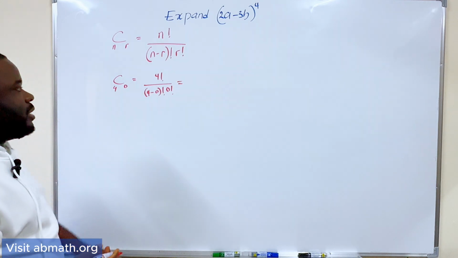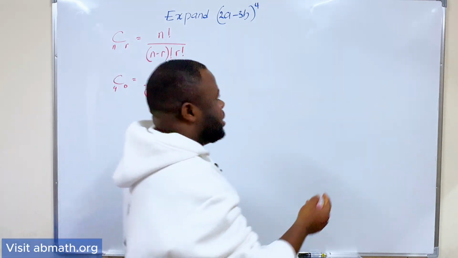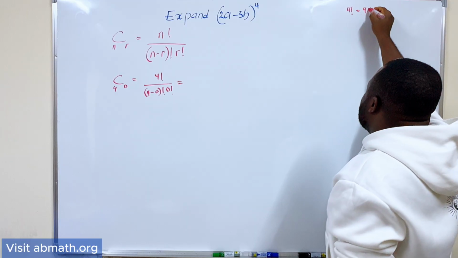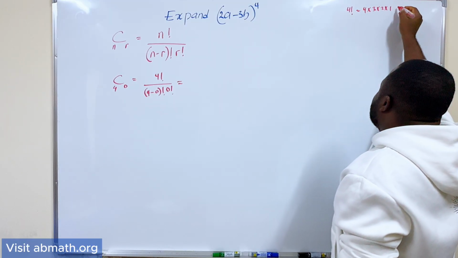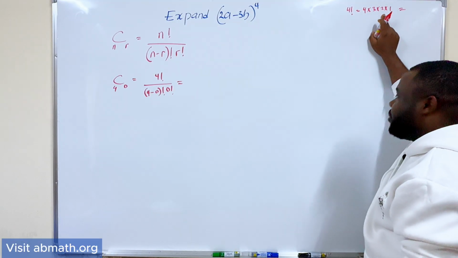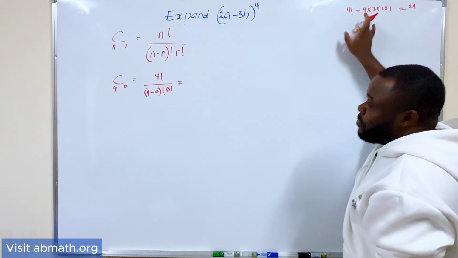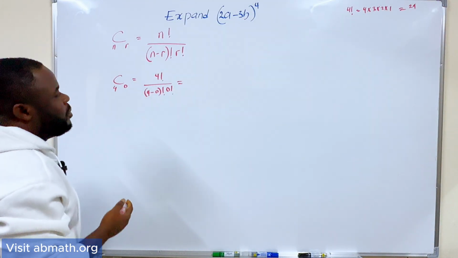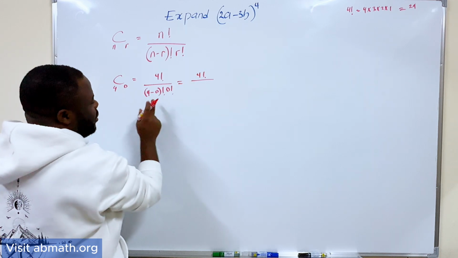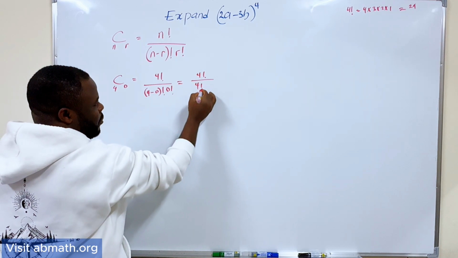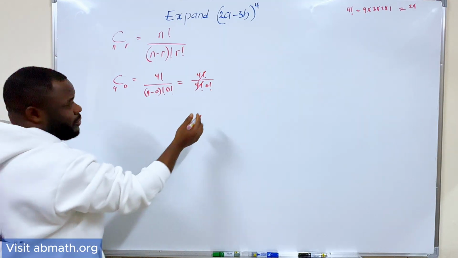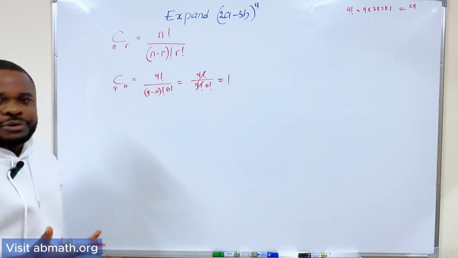If we simplify this, note what factorial means. For instance, 4 factorial is the same thing as 4 multiplied by 3, multiplied by 2, multiplied by 1. So 4 times 3 is 12, 12 times 2 is 24, 24 times 1 is 24. So 4 factorial is 24. Basically, we can simplify this: 4 factorial over 4 minus 0 gives you 4 factorial, then multiplied by 0 factorial. So 4 factorial cancels 4 factorial, and that gives you 1. So that's your first coefficient.